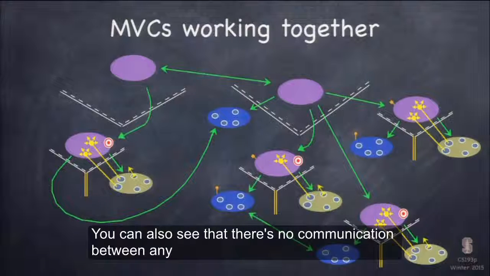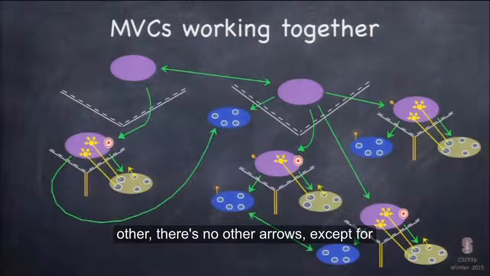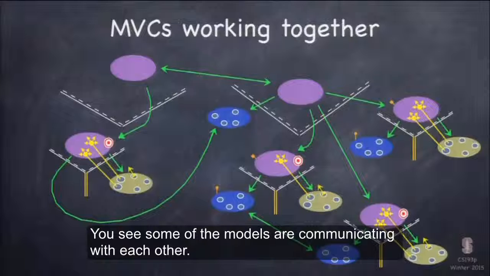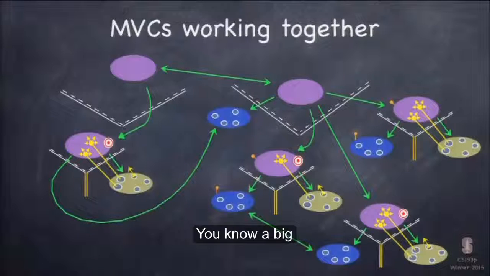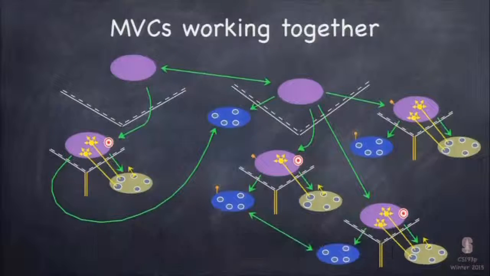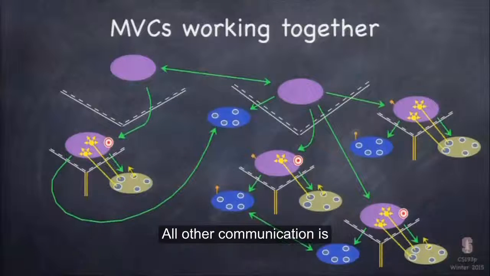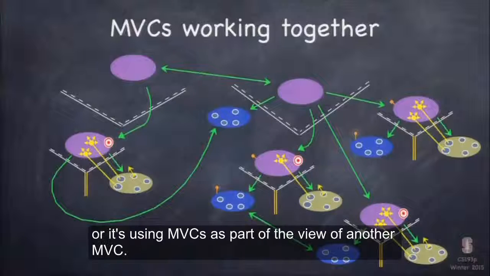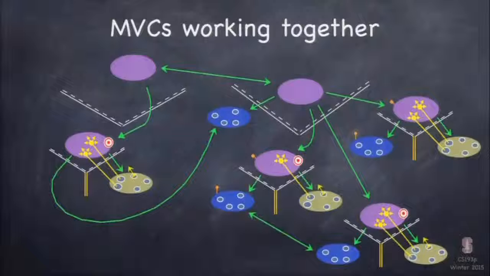You can also see that there's no communication between, there's no other arrows except for some of the models. You see some of the models are communicating with each other. You know, a big application might have a single shared model, or the models might be split off into pieces to be used by sub MVCs, okay? But that's the only kind of communication you have there. All other communication is either the structured view communication we saw in MVC, or it's using MVCs as part of the view of another MVC.